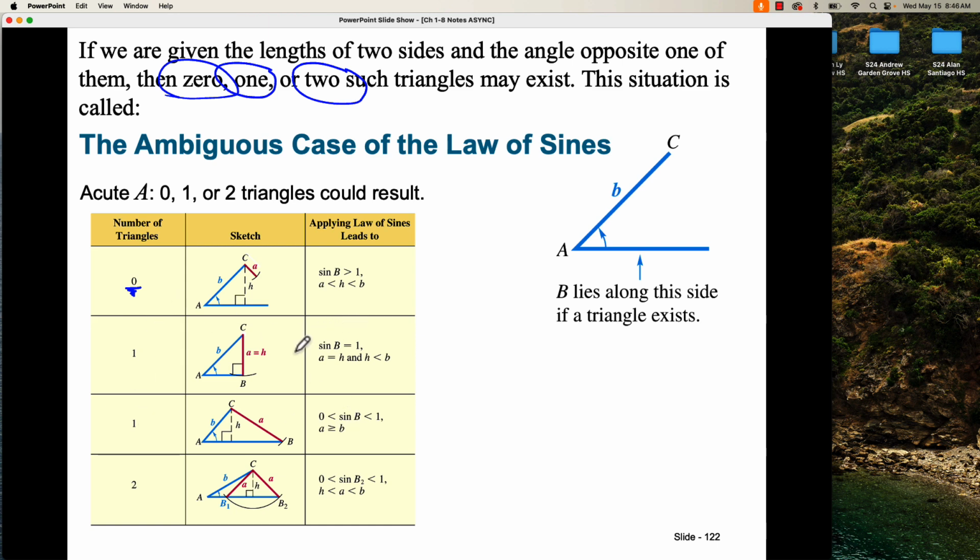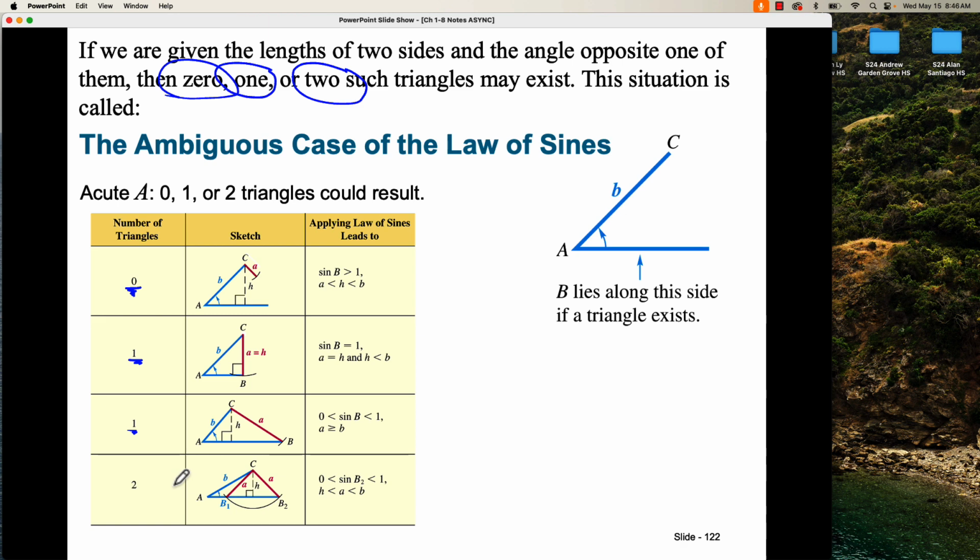Here we have 2 cases where 1 triangle would exist, and that is if sine of B equals 1 or sine of B is somewhere between 0 and 1. I like the sketches better, like I said. Here you would see that if a is equivalent to h, then this third side would connect C and B. That would actually form a right triangle. And if a is greater than or equal to that length, it would head out this direction. Somewhere it would be long enough to connect capital C and some capital B lying along this side. So for these 2 cases, 1 triangle would exist.